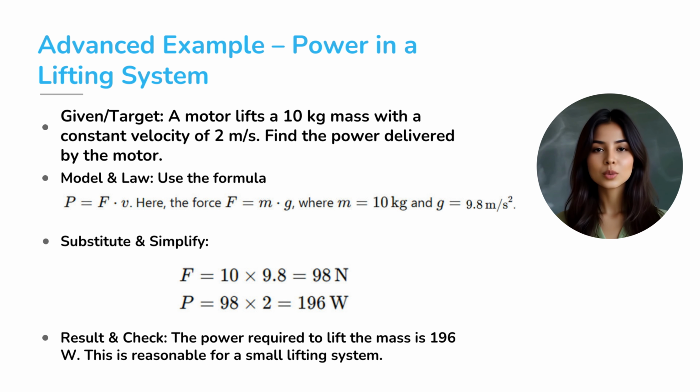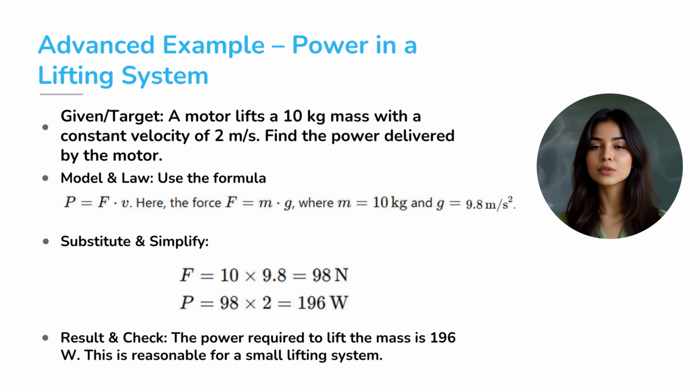Now, let's do a quick example to make it all real. Imagine a 10 kilogram box is being lifted at a constant speed of 2 meters per second. How much power is needed? First, we calculate the force required to lift the box. We know F equals m times g, where m equals 10 kilograms and g equals 9.8 meters per second squared. So, F equals 10 times 9.8 equals 98 newtons.